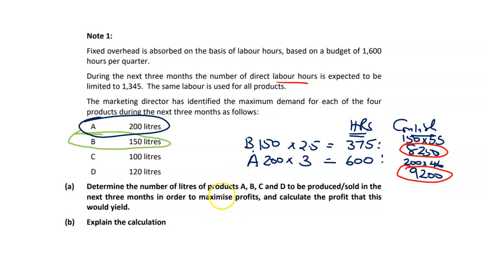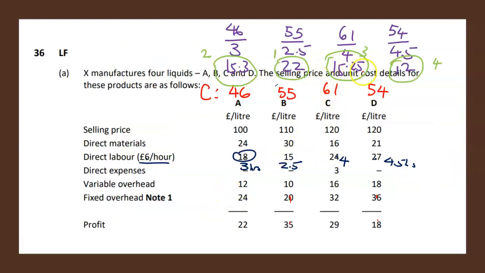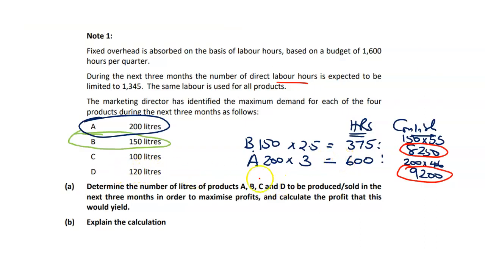And then I make C next. If you remember, we make C next because it has the next highest contribution per hour, because this is a scarce resource, right? So let's look at C. C needs 4 hours. So if I'm making C, that's 100 times 4, and that's 400, right?